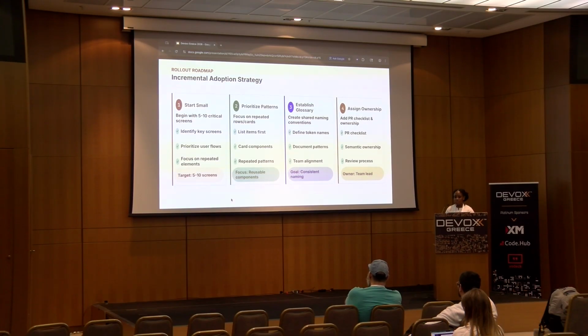You want to also establish a glossary, so that's more within documentation. Create a shared naming convention, define your token names, document patterns, team alignment, and then assigning ownership, like who do you reach out to for whatever labels are missing or accessibility information that's not coming through. You need semantic ownership, and then within your review process, what dictates a good sentence over something else. That's more manual testing and accessibility testing with the tools that you have. The owner for that could be your team lead or a collection of people on one specific team, or if you have a working group.